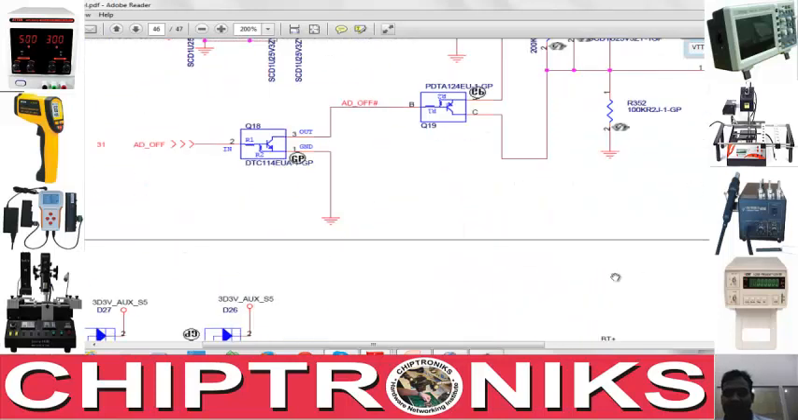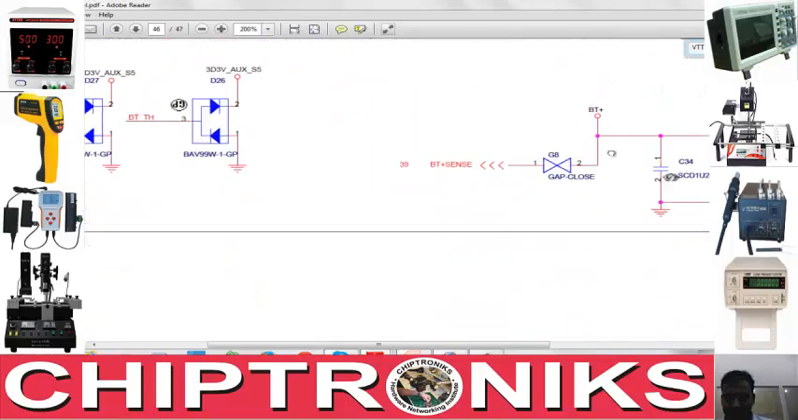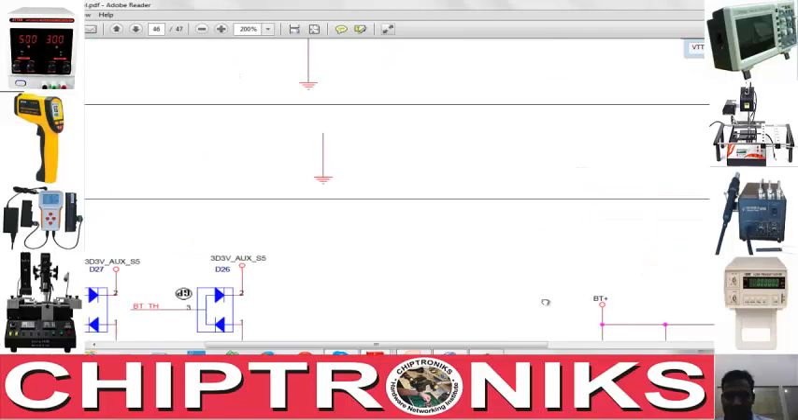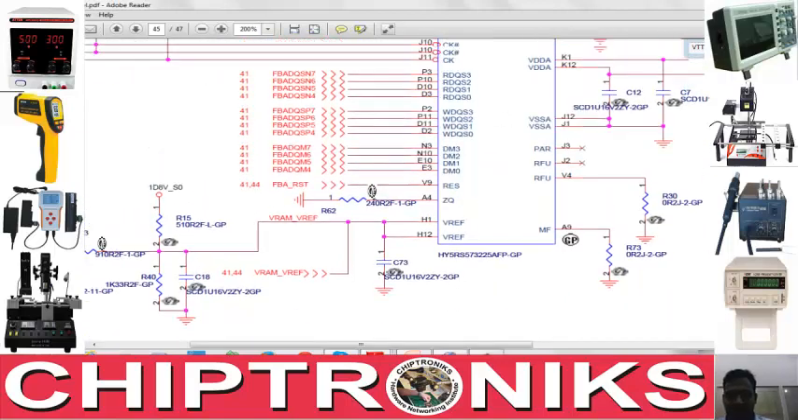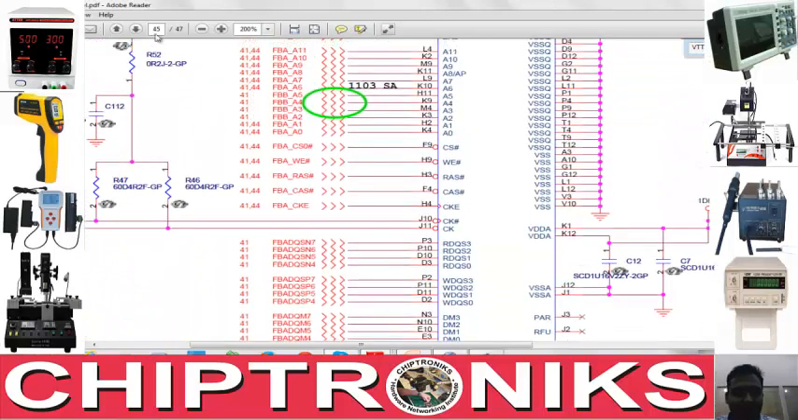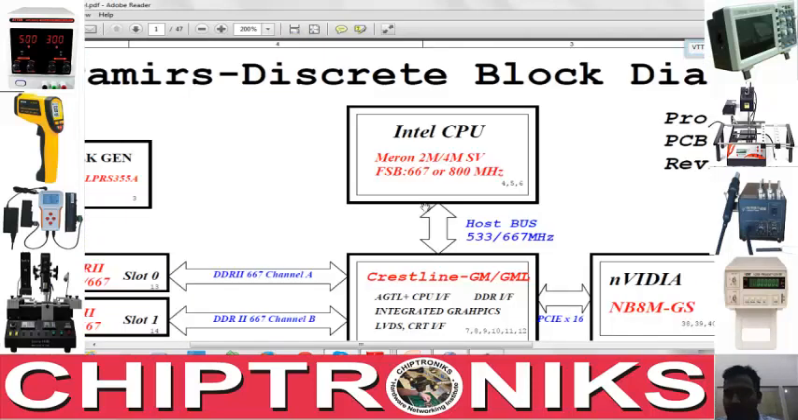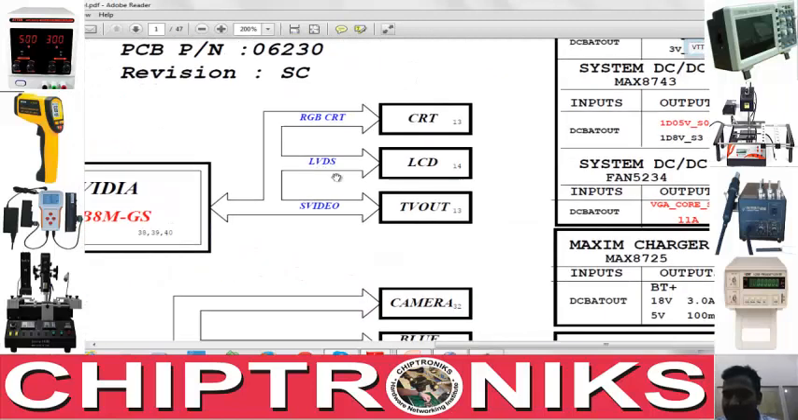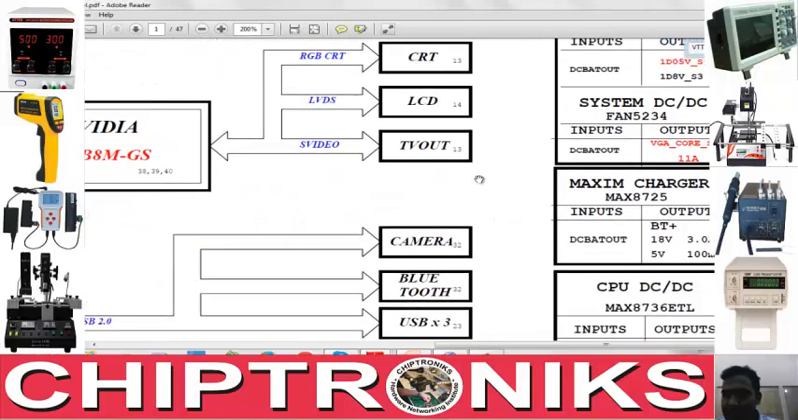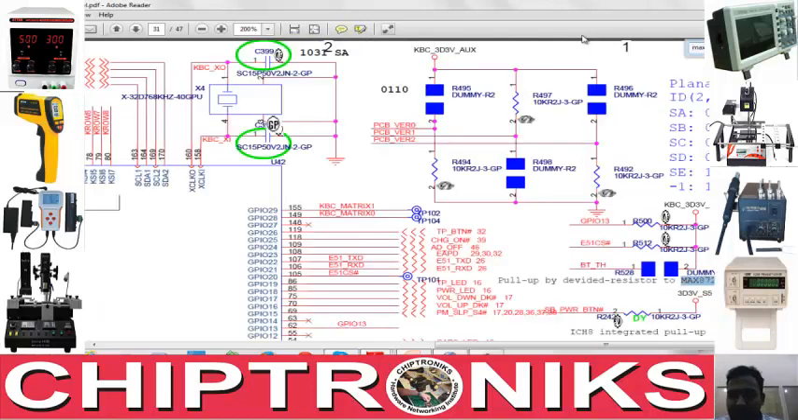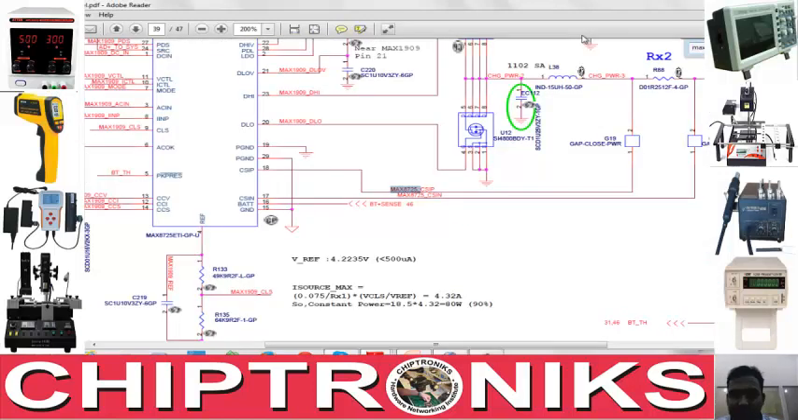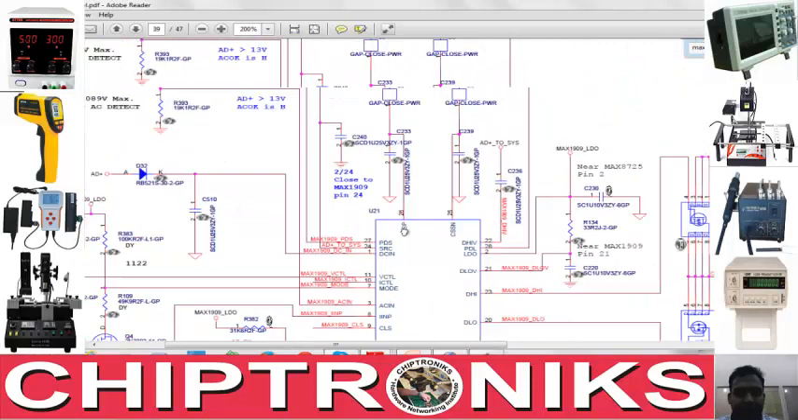Now let's see the charger IC section. We'll find out which one is the charger IC over here in this DV2000 board. And yes, this charger IC is 8725. So we'll search MAX 8725, and we'll find where it is, and we find it over here.